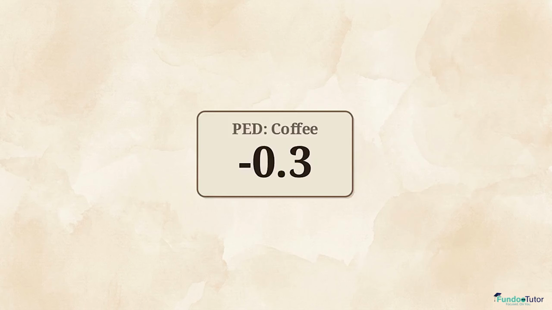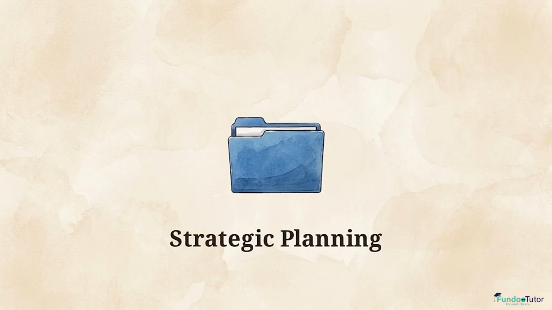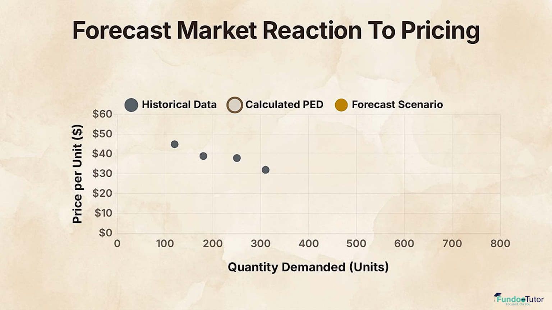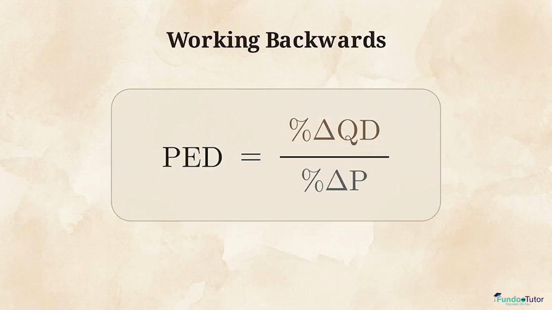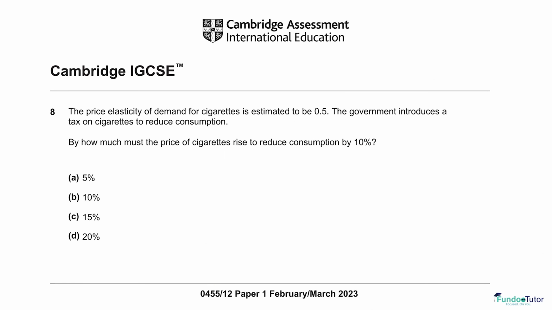Firms rely on this resulting number to set their strategy. It allows them to predict how their specific market is likely to react before they ever adjust a price. We can also use this formula to work backwards. In another exam question, a government wants to reduce cigarette consumption by exactly 10%, and the PED is estimated at 0.5. Our goal is to find the required price change.